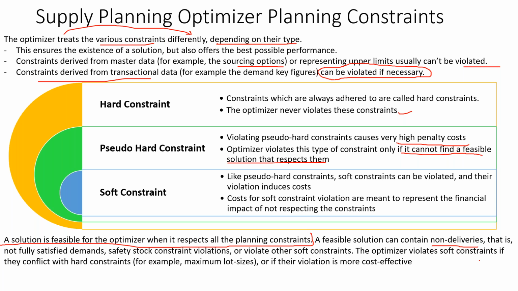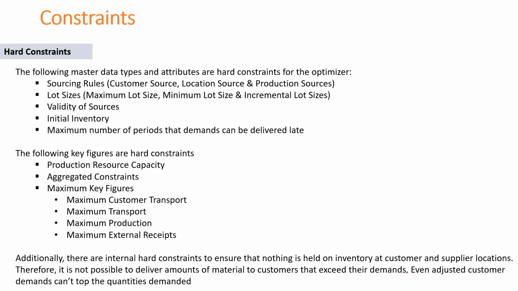So these kind of non-deliveries will definitely happen. You see, there are things like not fully satisfied demands, safety stock constraint violations, or violations of other soft constraints. If these things are happening, that means it's not a feasible solution. The optimizer violates soft constraints if they conflict with hard constraints, for example maximum lot size, or if the violation is more cost effective.